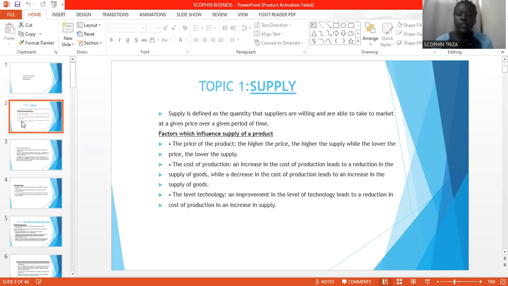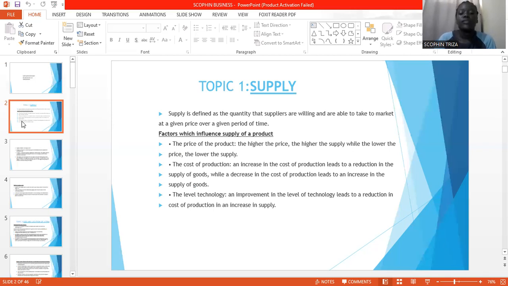Factors that influence supply of a product: the price of a product. The higher the price, the higher the supply; the lower the price, the lower the supply. The cost of production. An increase in the cost of production leads to a reduction in the supply of goods, while a decrease in the cost of production leads to an increase in the supply of goods.